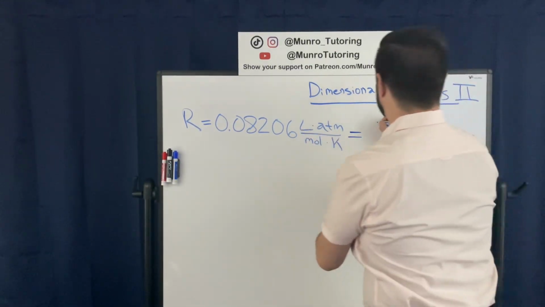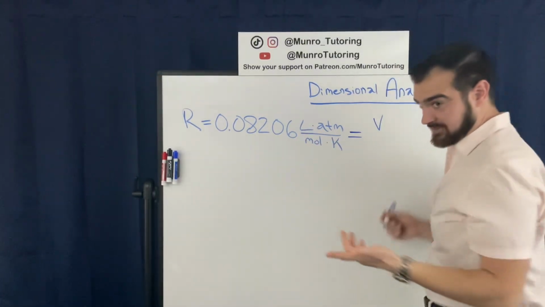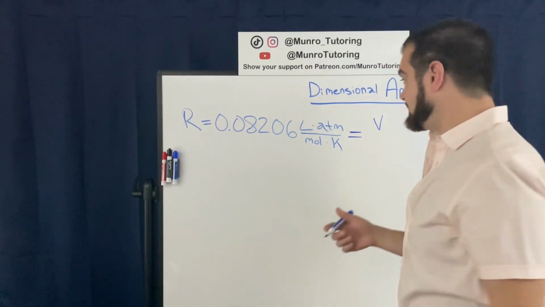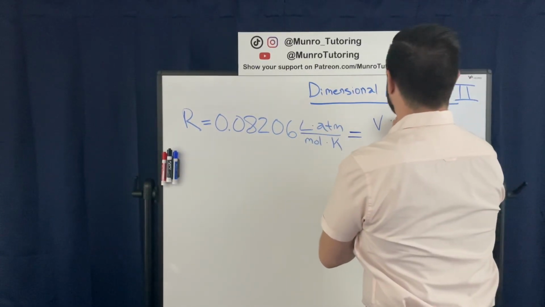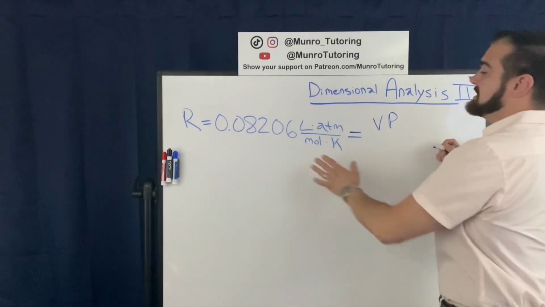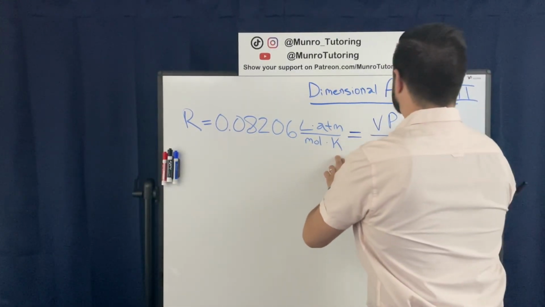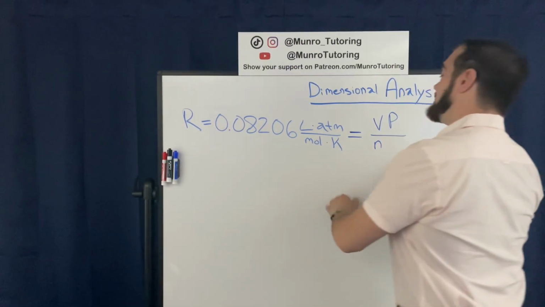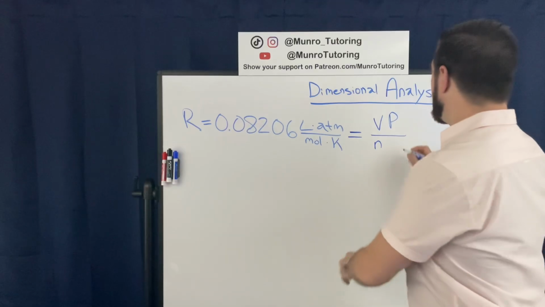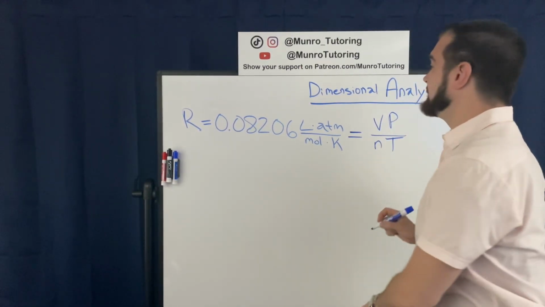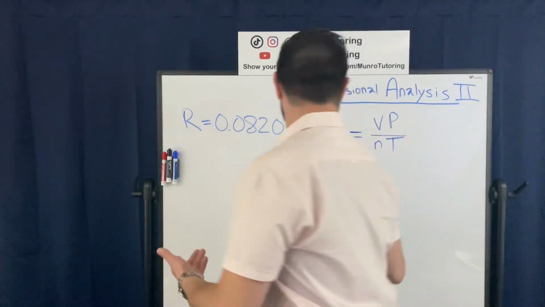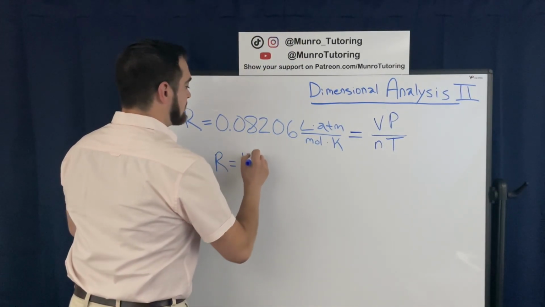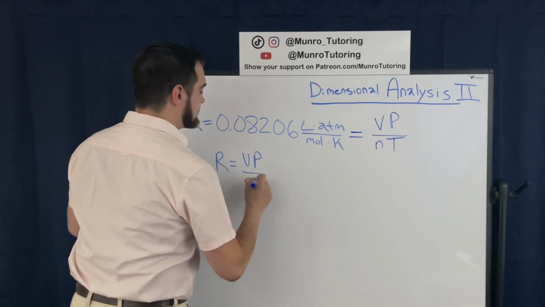Well, liters is a volume, and it's on the top, and it's being multiplied by atmospheres, and atmospheres measures pressure, right? So liters and atmospheres correspond to volume and pressure being multiplied. And then the moles and the Kelvin are in the bottom, so moles is just moles, right? We use a lowercase n to represent moles. And then Kelvin is an absolute temperature, and we use a capital T for that. So what do we just do? Well, we just very quickly figured out that R is equal to VP over nT.